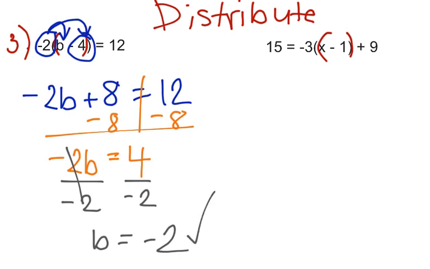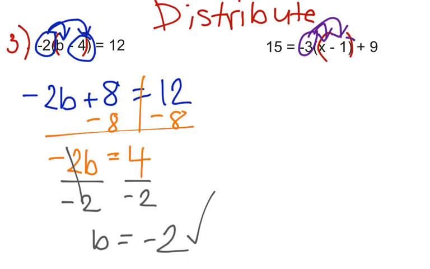For our last example, there is also a distributive property. However, outside of the parentheses is another additional term, a positive 9. So when we're distributing, we must be careful that we only distribute to inside the parentheses. We're going to distribute negative 3 times x and negative 3 times negative 1. So first I'll start just by rewriting 15 equals.